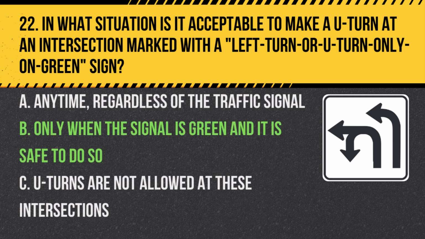Answer: B. Only when the signal is green and it is safe to do so. This sign indicates that U-turns are permitted, but only on a green signal.